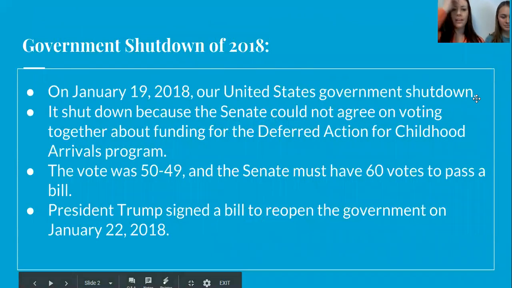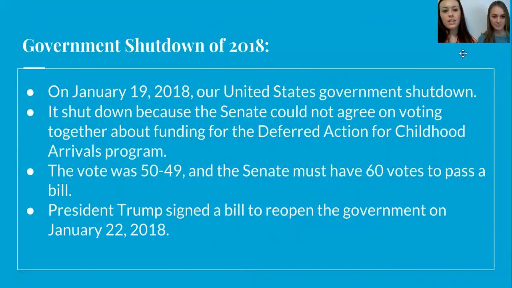So we did our January Global Citizenship Project on the government shutdown of 2018. This happened on January 19th, and our United States government shut down because the Senate could not agree on voting together about funding for the Deferred Action for Childhood Arrivals Program. To get a bill to pass, the Senate has to have 60 votes towards either side, and the votes were 50 to 49. So they could not agree, and the government shut down. President Trump signed a bill to reopen the government on January 22nd, 2018.